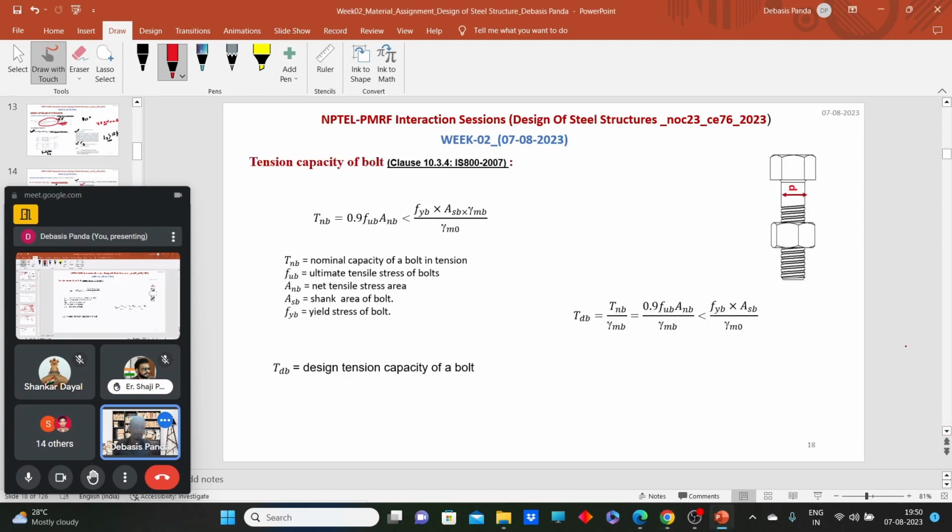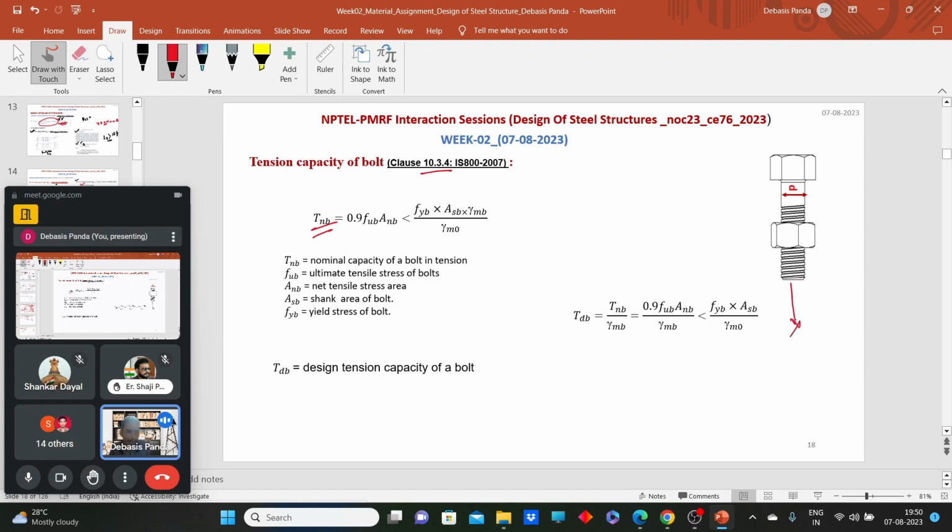Before going to that, the tensile capacity of bolt. If bolts are directly subjected to tension, then we have to calculate the tensile capacity of the bolt. Tensile capacity of bolt is given in this clause. When we design the tension member using the bolt, we will discuss these equations, and these are very easy equations.